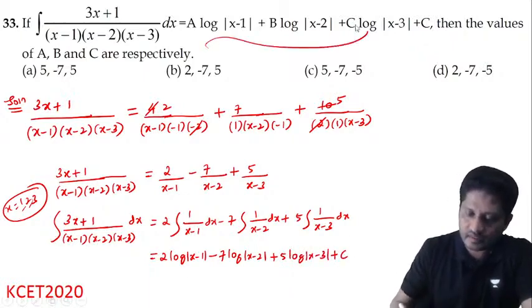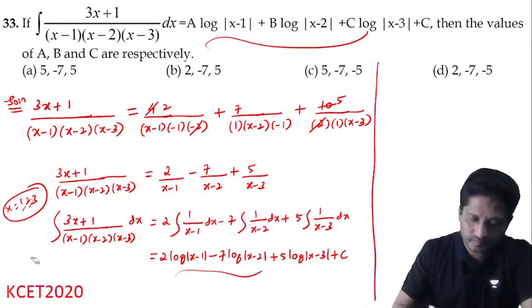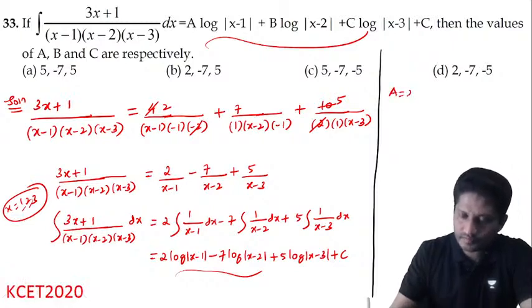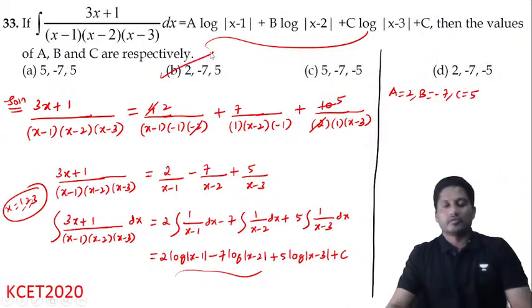Now you compare this and this. The value of a, now if I compare, value of a is equal to 2, b is equal to minus 7, c is equal to plus 5. Answer is option B. 2, minus 7, 5.